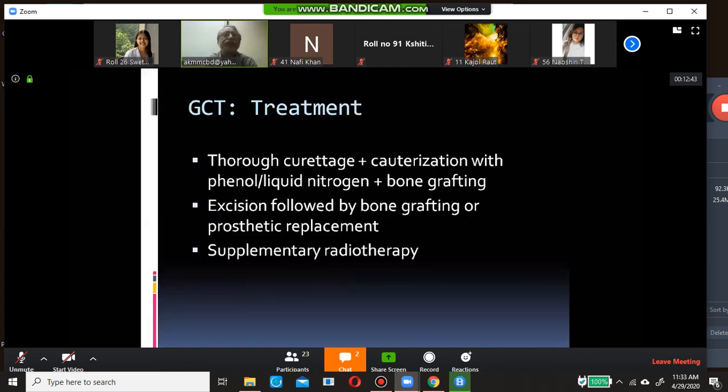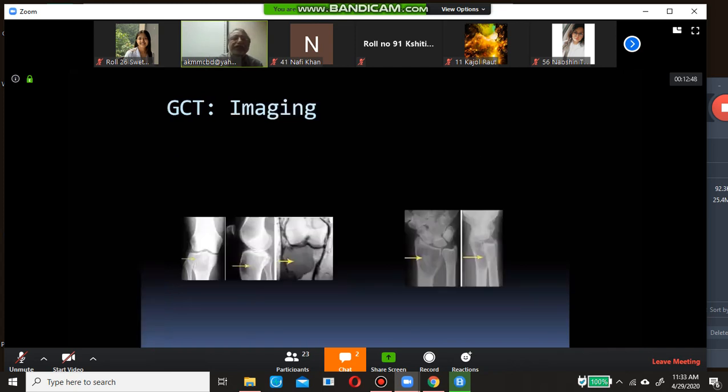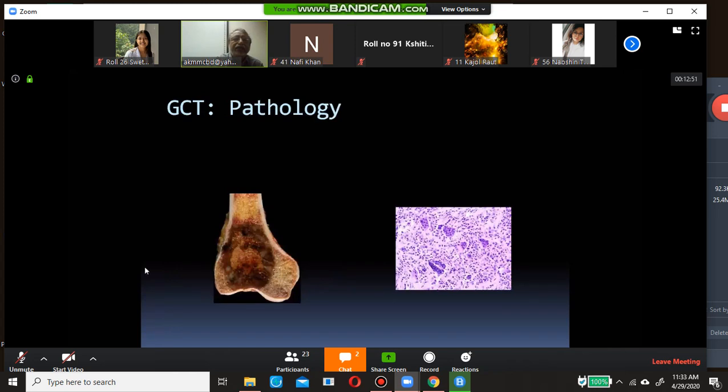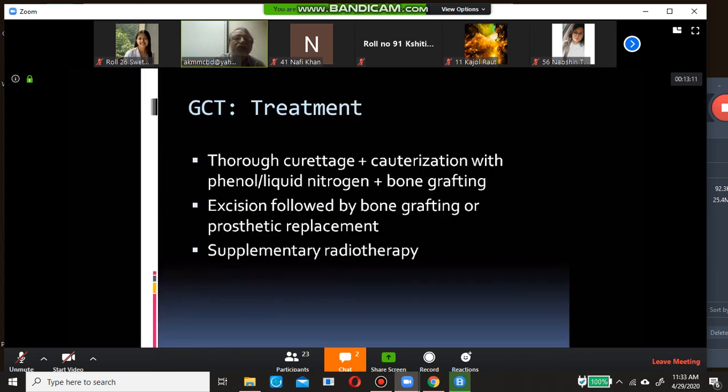So treatment. When you find the patient in an early stage, the articular surface is intact. It has not gone into the soft tissue. Then you can go for curettage. You curette the tissue, and then you go for chemical sterilization, chemical cauterization with phenol or liquid nitrogen. And then go for bone grafting. That can be enough.